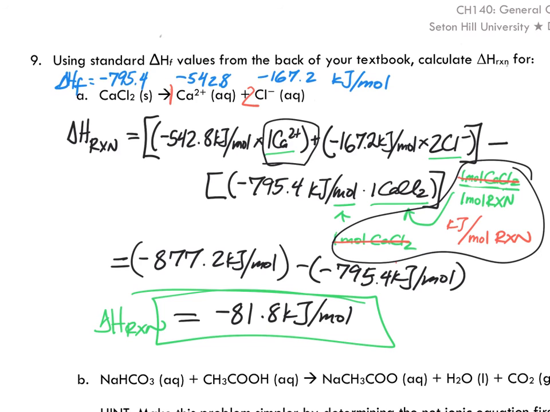All right, this is negative. What does that tell us? It tells us that this is an exothermic process. And you might actually be familiar with this. Calcium chloride is one of the salts that they sprinkle on ice to prevent it from freezing. So when you sprinkle calcium chloride on the ice, it heats up as it dissolves, and that helps melt the ice as well as lower the freezing temperature of the water.